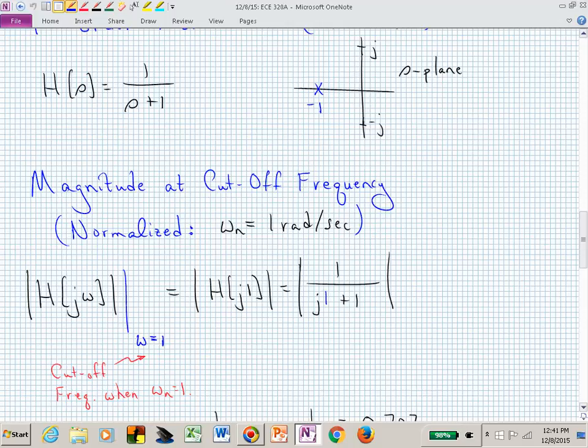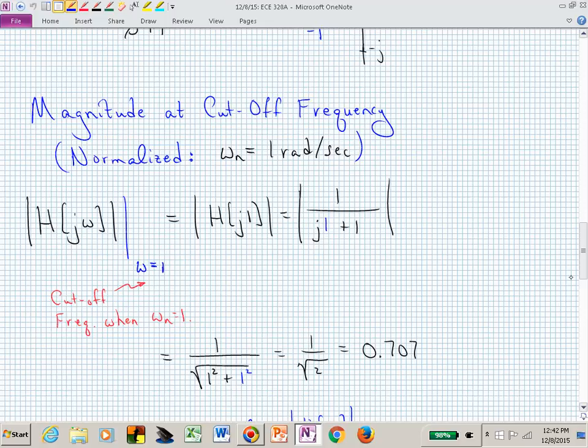In this case, what's the DC gain of this transfer function? 1. And that at DC is as big as the magnitude is ever going to get for that transfer function. And now we're trying to find this magnitude at the break frequency, or right where the pole is located.